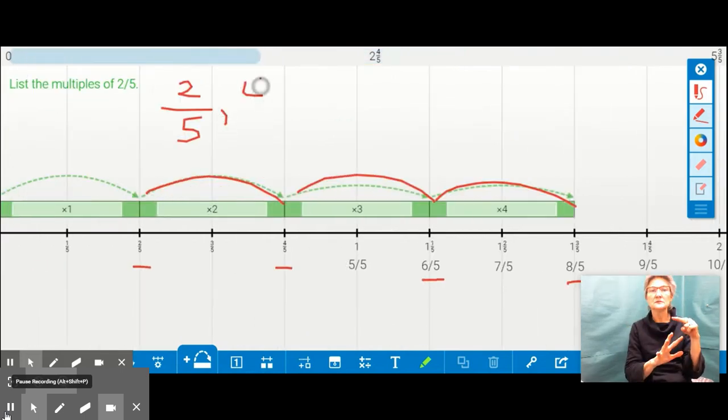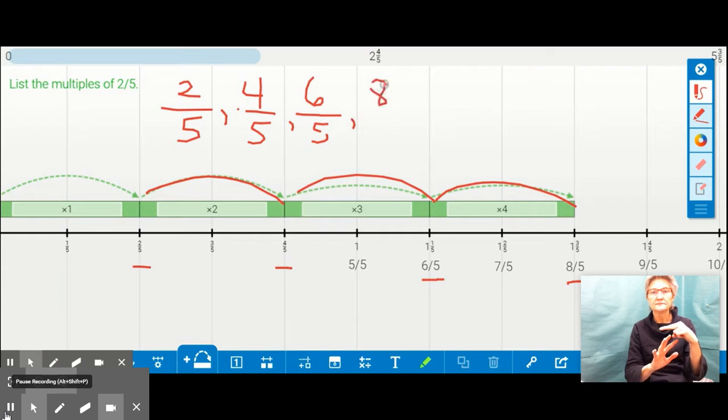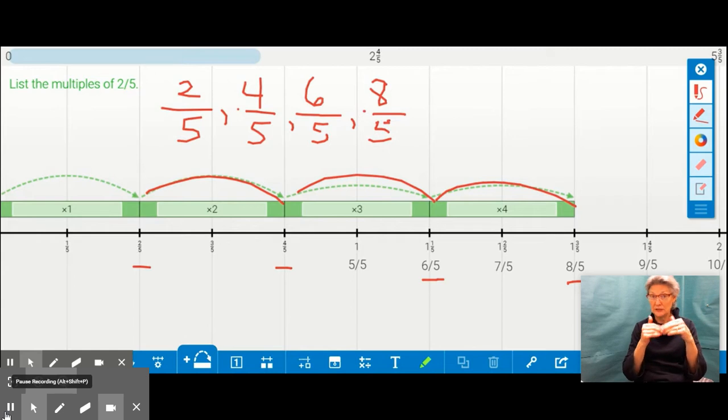2/5, 4/5, 6/5, 8/5, and as we said, if we were to continue on, we'd then have 10/5 because we'd be multiplying 2/5 by the counting number of 5.